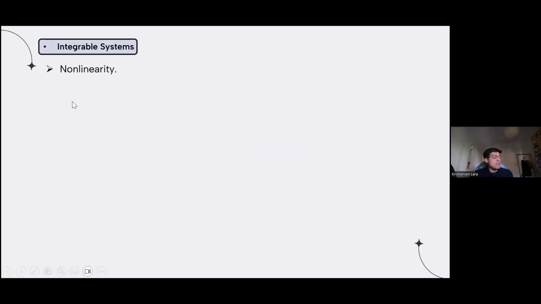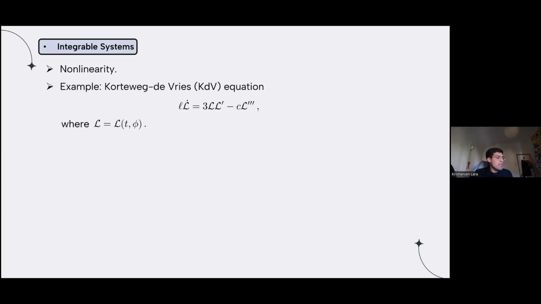So we know that many differential equations that appear in nature, many of them are nonlinear.